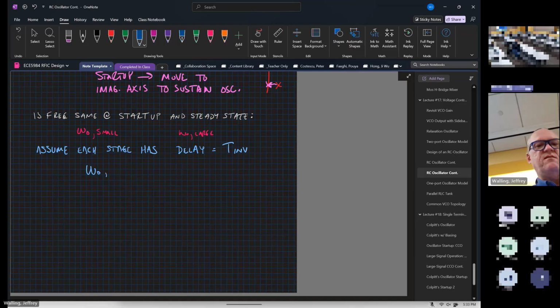So we can say that the large signal free running frequency is equal to 2 over pi over 6 times T inverter. Because for one cycle of oscillation, you have to go through the inverter chain completely one time and then go through it again.